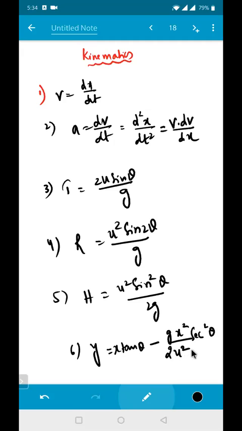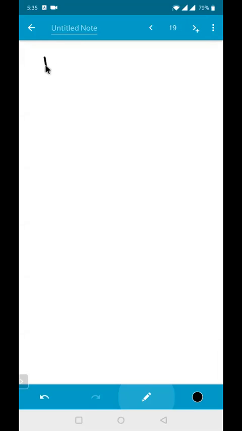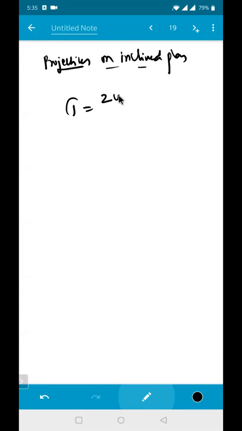For maximum range, theta should be 45 degrees, and for the complementary angles, the range will be the same. What are they, beta? Theta and 90 minus theta. If I'm talking about projectiles on an inclined plane, the time of flight formula is 2u into sine of alpha minus beta divided by g into cos beta.